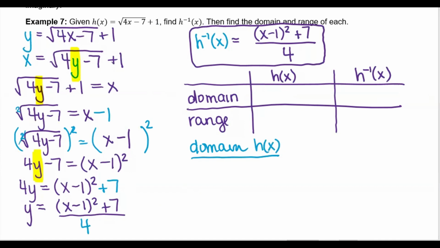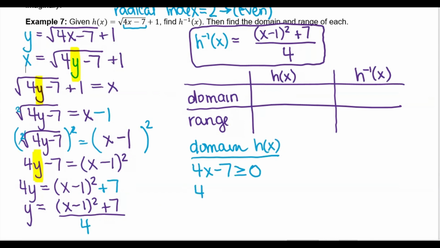We have a radical function with an index of 2, which is why we squared both sides. And we know that 2 is even. Whenever we have an even index, we take the radicand, what's under the radical, 4x minus 7, and set it greater than or equal to 0. For the domain, we do not care about that plus 1 at the end. We'll deal with that in a second.